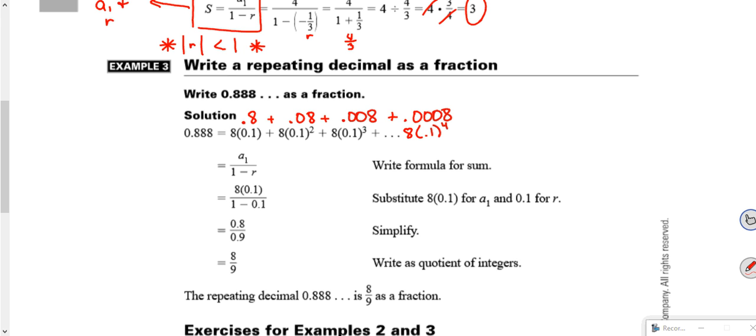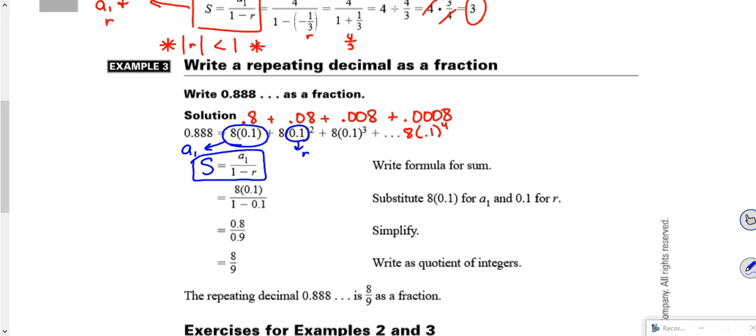So that's where the pattern comes in. What we have to understand when we write it like this is that this right here will be your a sub 1 term, and that this right here is going to be your r every time. So then you use the formula for the sum. We're putting in 8 times 0.1. I prefer to literally just write it as 0.8, so 0.8 over 0.9.